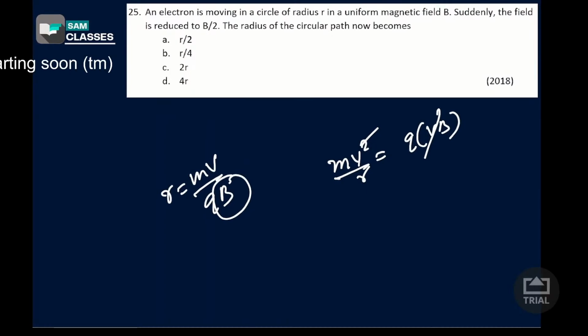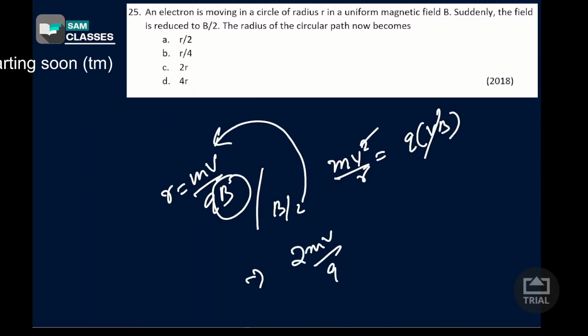Now suddenly your B got reduced to B by 2. So then what will happen? The 2 will go up, so R becomes 2mv by qB. It will be 2 times the original. Clear everyone? Chalo, good.